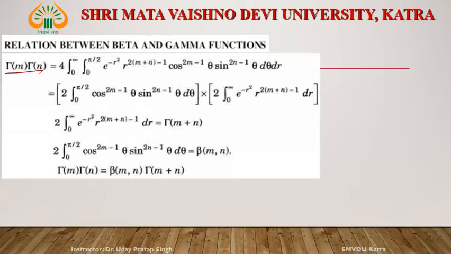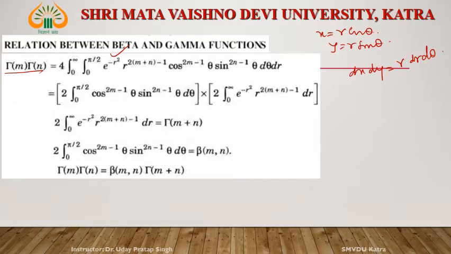Let us write x is equal to r cos theta and y equal to r sin theta. So dx dy is equal to the Jacobian, and the Jacobian is r dr d theta. So dx dy is r dr d theta. Now apply the transformation: e to the power minus x square plus y square, that is e to the power minus r square, right?